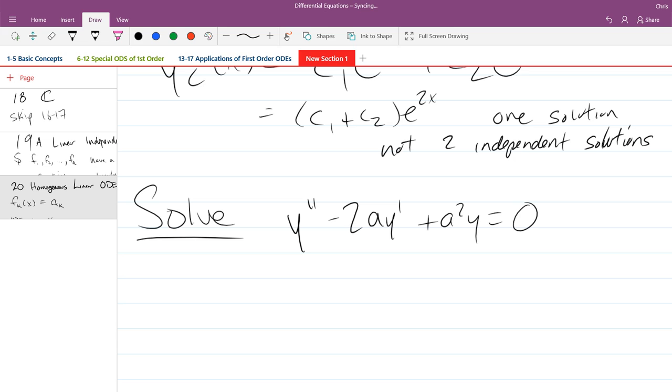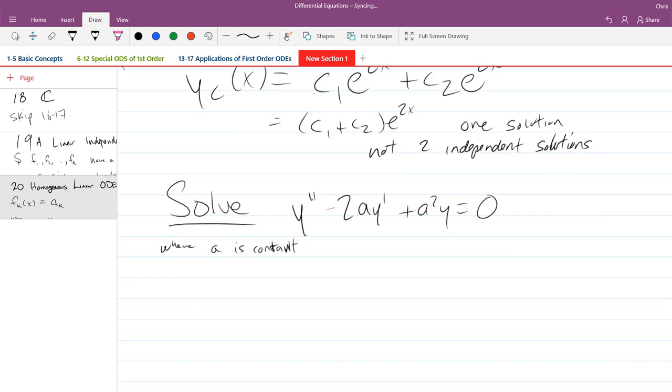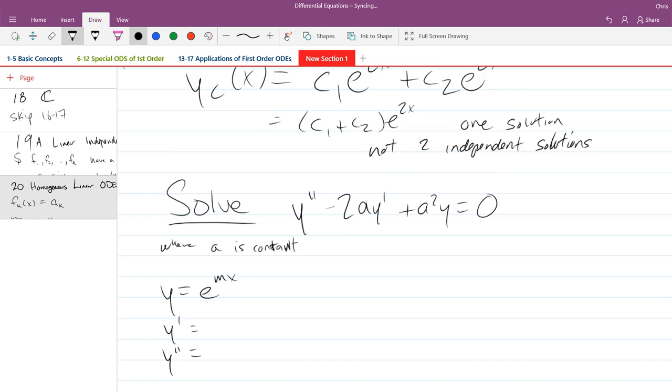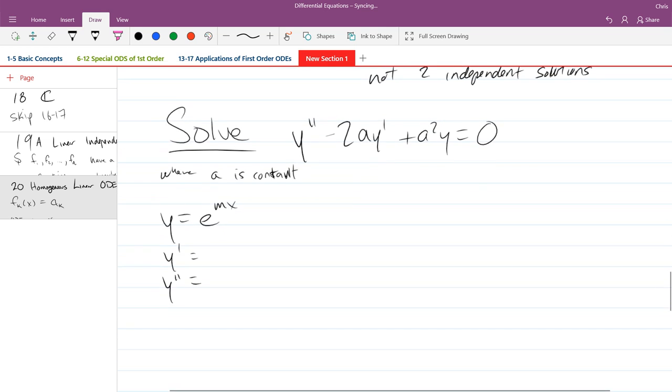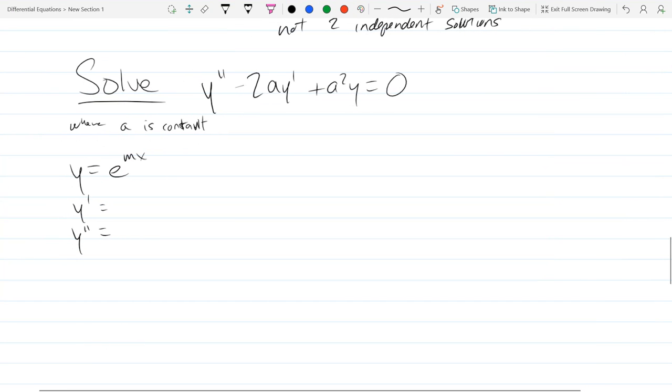So solve this one, where a is a constant. This has constant coefficients and it is second degree, so the most m values we'll get is 2. Go ahead and figure out what m values you get. You always start out on this type with y equals e to the mx; I need to get y prime and y double prime. So go ahead and get those and plug it in. This is a little bit tricky because you have an a, but it shouldn't be too tricky. You only have second derivatives, so it's going to be a quadratic.